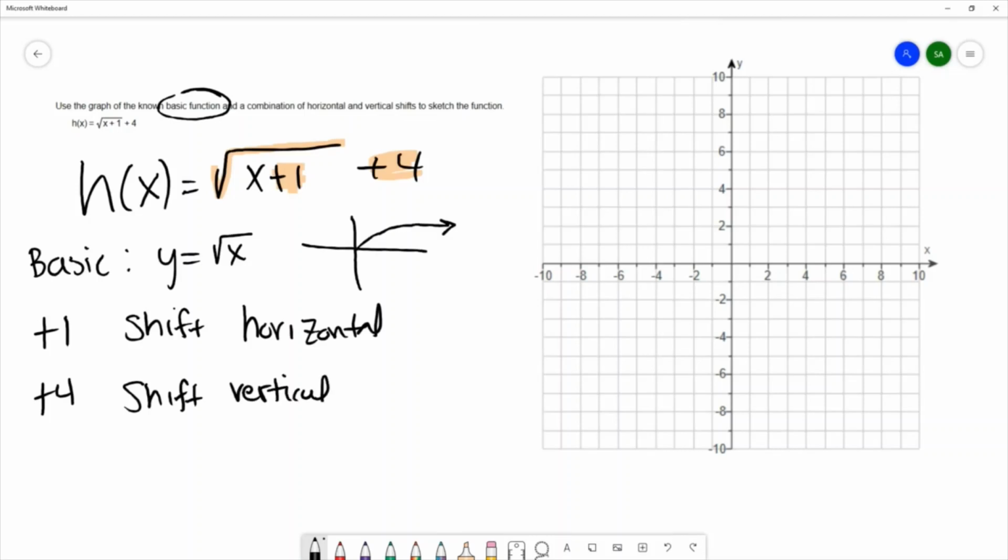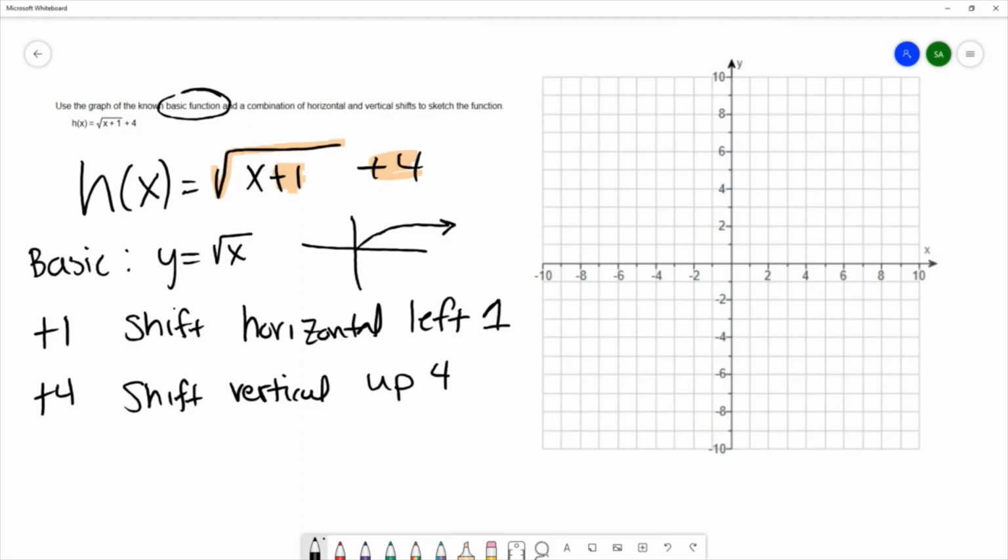A horizontal shift could be either left or right. Because this is a plus 1, I know it's going to move to the left one. A vertical shift is either up or down, and because this is a plus 4, I'm going to go up 4 with my graph.